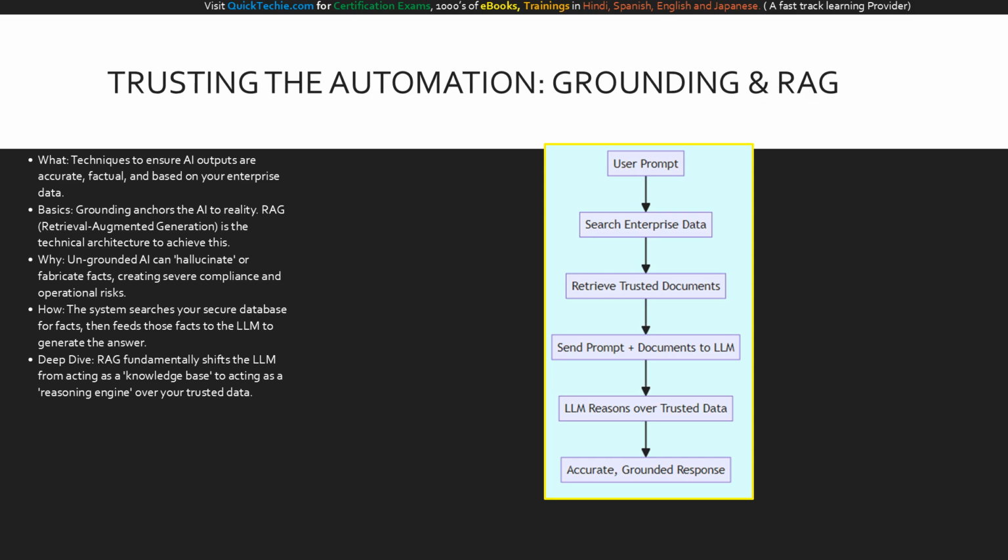Now, look at the penultimate node. The LLM reasons over trusted data. It is constrained. It is not guessing, it is reading what you gave it. The final result is an accurate, grounded response. When stakeholders ask you how you can guarantee the AI won't say something crazy to a customer, you point to this diagram. RAG is the technological safety net that makes AI automation safe for the enterprise.